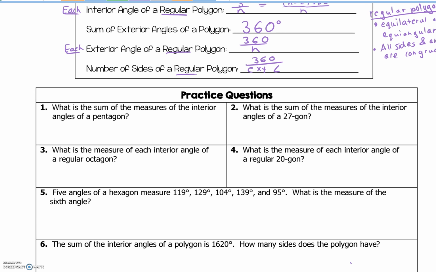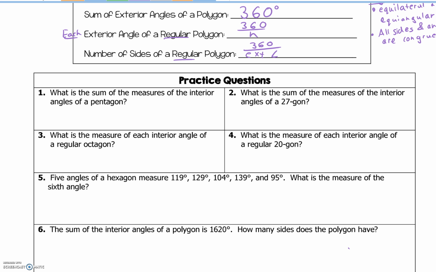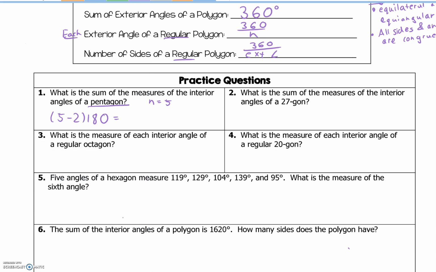All right. Starting with number 1. What is the sum of the measures of the interior angles of a pentagon? The first thing you need to ask yourself in all of these problems is how many sides does the figure have? A pentagon has 5 sides. So 5 minus 2 times 180. I type that into my calculator exactly as it looks: 5 minus 2 times 180, and that equals 540 degrees.